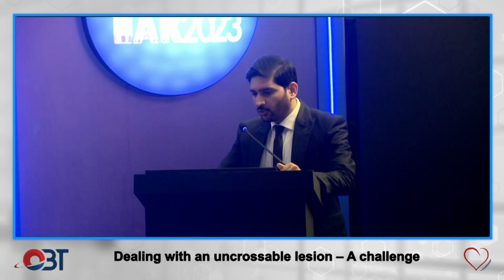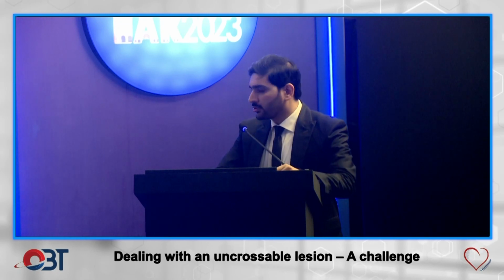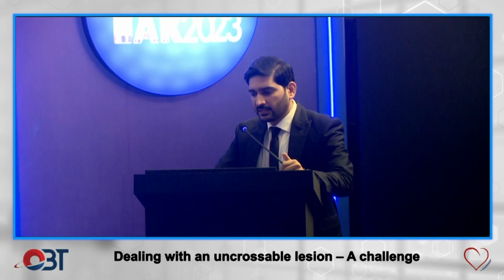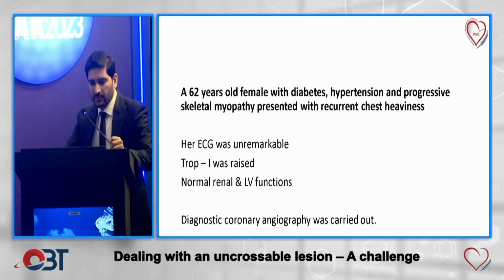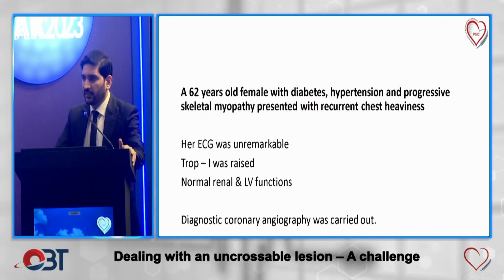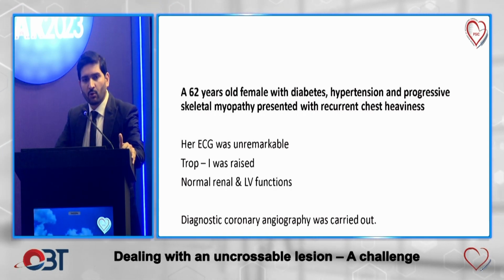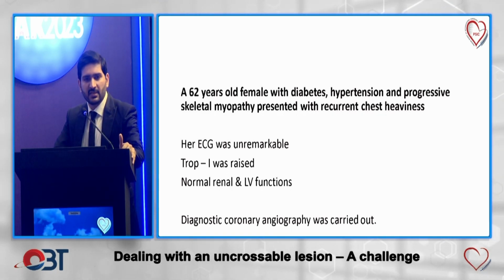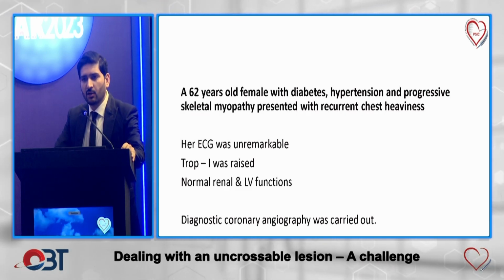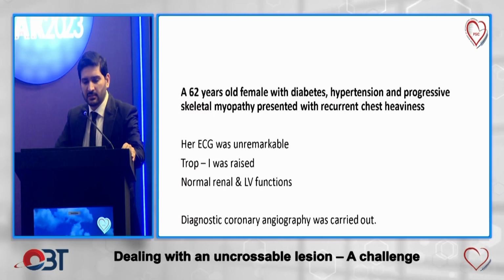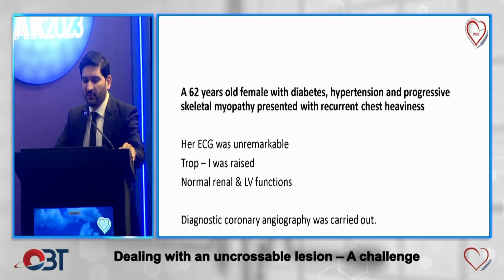Bismillahirrahmanirrahim. The topic for today's case is dealing with an uncrossable lesion, always a challenge. Starting with case presentation: a 62-year-old female with diabetes, hypertension and progressive skeletal myopathy presented with recurrent chest heaviness. Her ECG was unremarkable. Troponin I was done, which was raised. She had normal renal and LV functions.